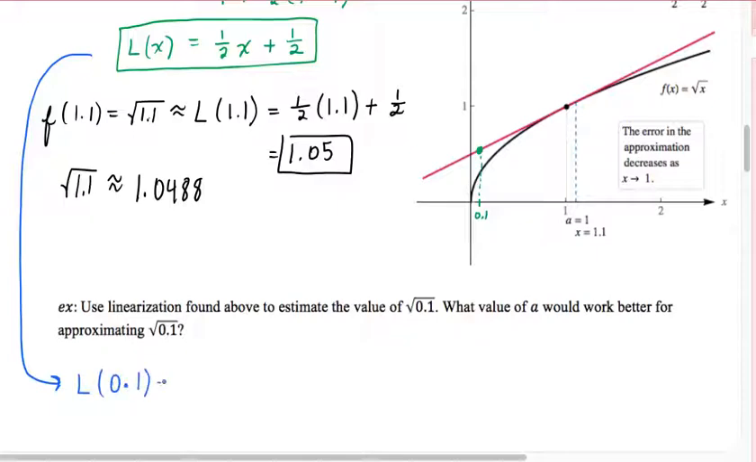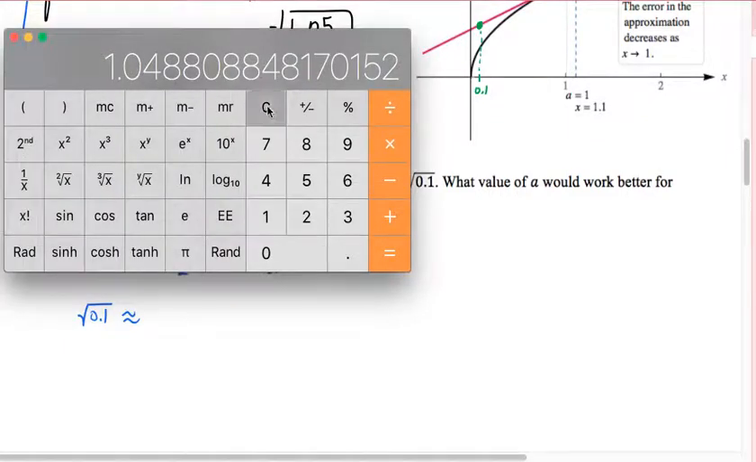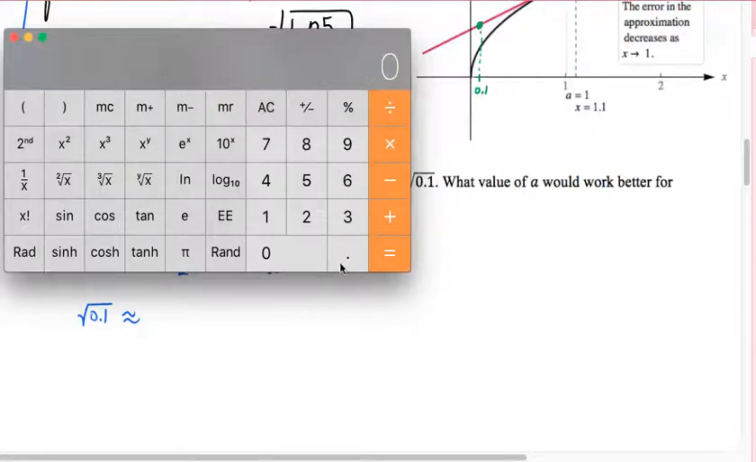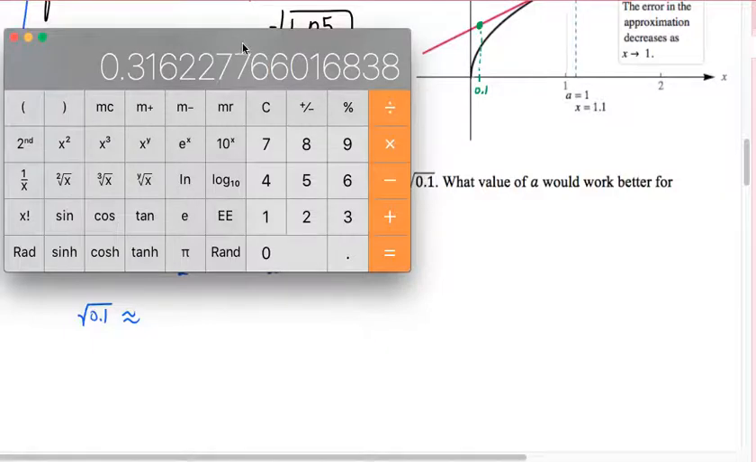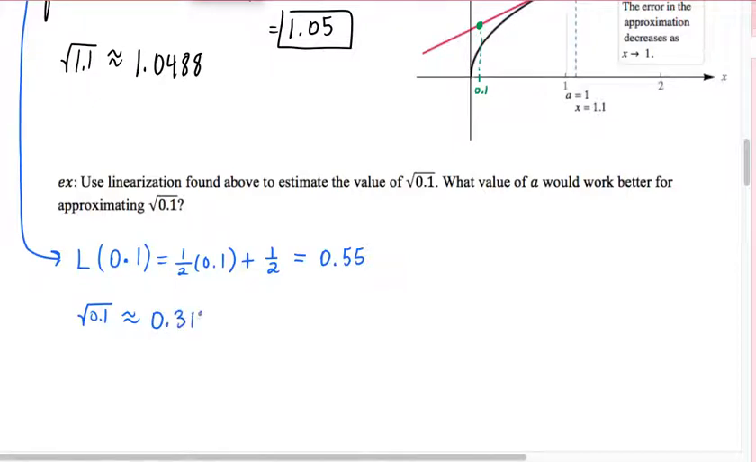So L of 0.1 would be 1/2 times 0.1 plus 1/2, and that's going to come out to 0.55. Okay, so let's do the actual square root of 0.1 to see what this actually comes out to. We'll see how far off that is. So let's go with 0.1, take the square root. Actual value is 0.3162, roughly. So I would say that's a pretty bad approximation, very far off.